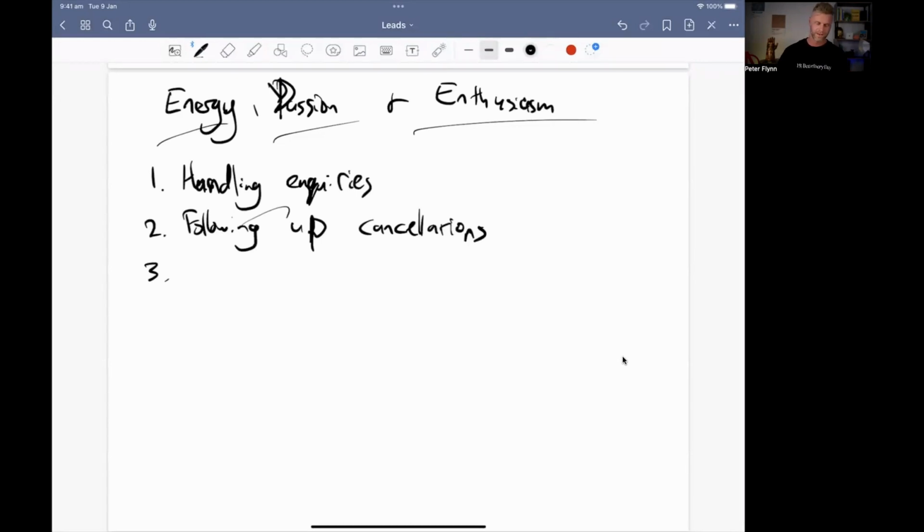Okay. So handling inquiries, following up cancellations, and building referral relationships. These are the three that come to mind for me. So building referral relationships here.